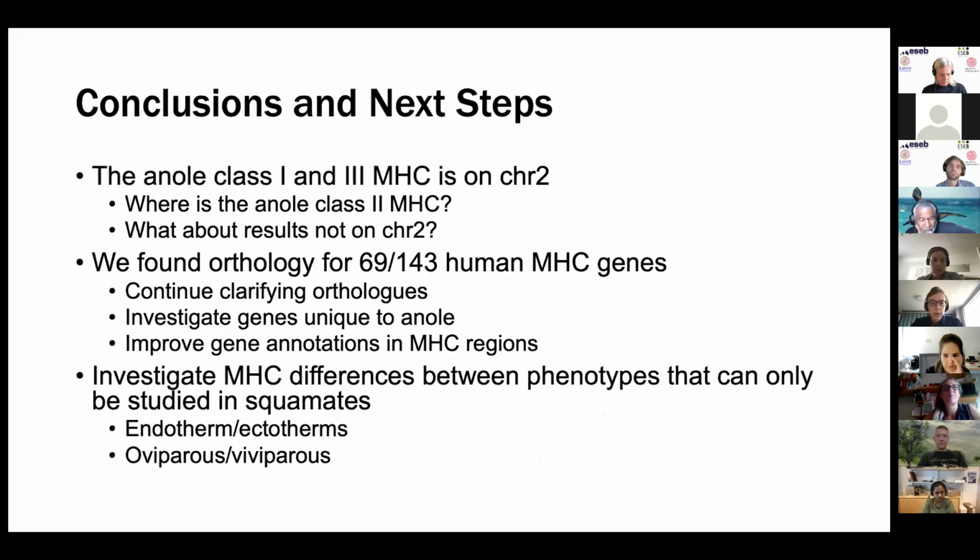To conclude, we found that the anole class 1 and 3 MHC is on chromosome 2. We were unable to locate the class 2 MHC except on some of those unplaced scaffolds, which we think might be part of chromosome 2, but I will have to wait for some long-read genomes to find out. We found orthology for 69 out of the 143 human MHC genes we tried. Future work will involve continuing to clarify orthologs and investigating genes unique to the anole, and of course, improving our gene annotations and assembly quality in MHC regions.